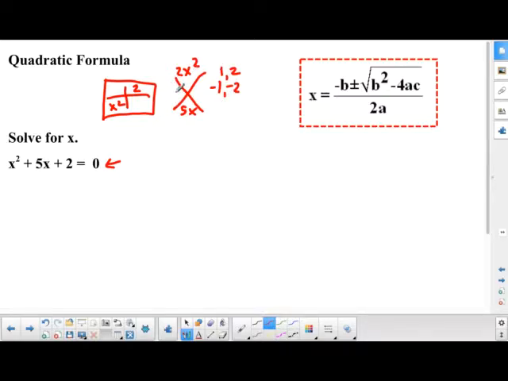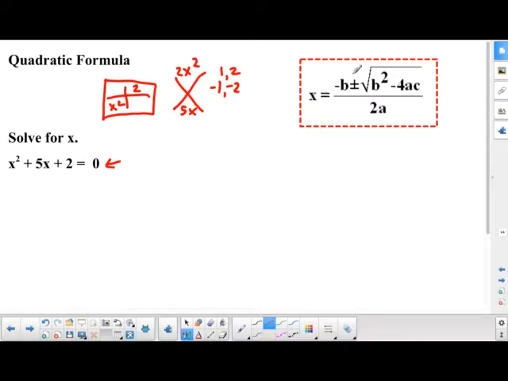It's impossible. But if you were to actually graph this, there actually are x-intercepts. So what the quadratic formula allows us to do is find the x-intercepts, or what x is equal to, even though it's not factorable. So let's go ahead and do that right now.